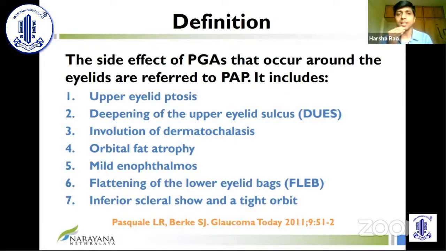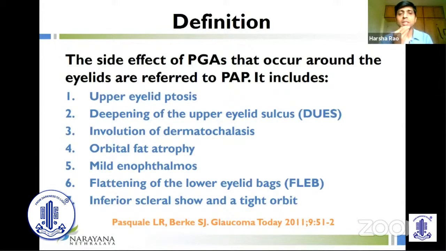One is the upper eyelid ptosis. Second is the DUES. Third one is the involution of the dermatochalasis. Dermatochalasis is the excessive skin in the eyelid, and the involution of this is seen with prostaglandin analog use. Orbital fat atrophy, mild enophthalmos, flattening of the lower eyelid bags, and inferior scleral show on a tight orbit.